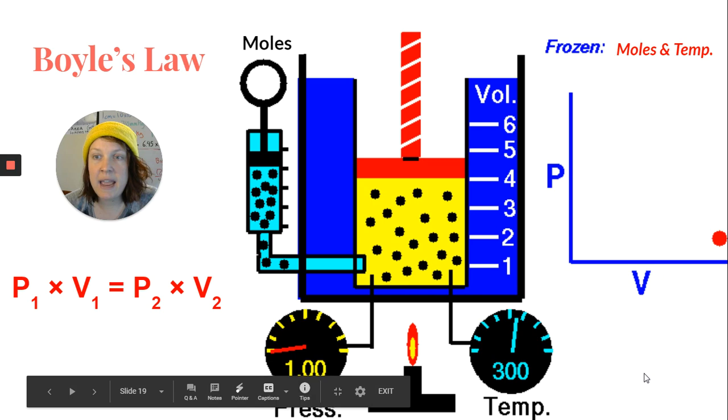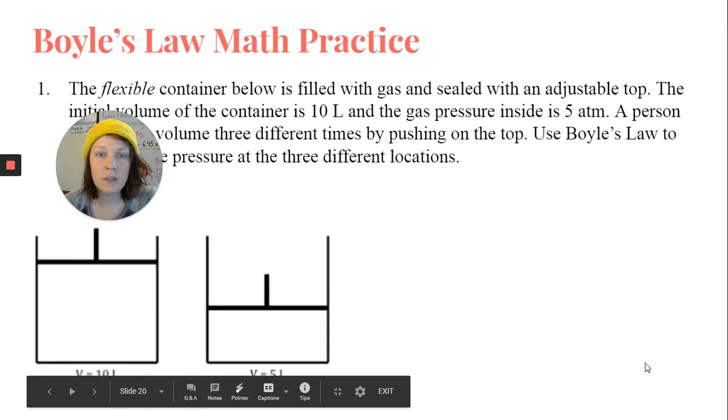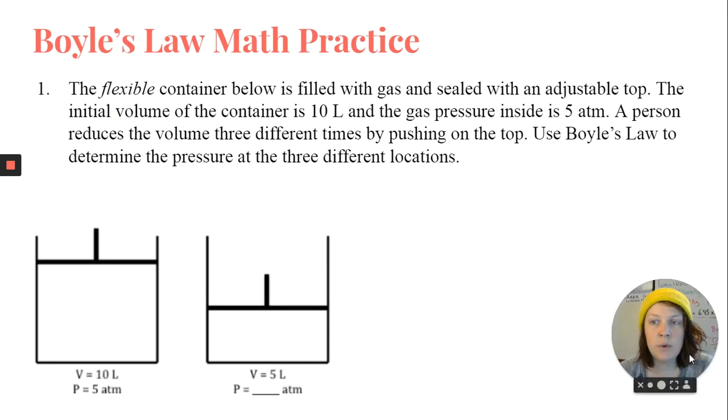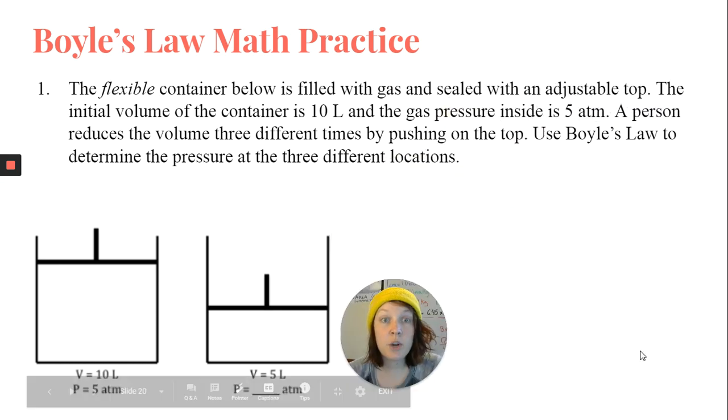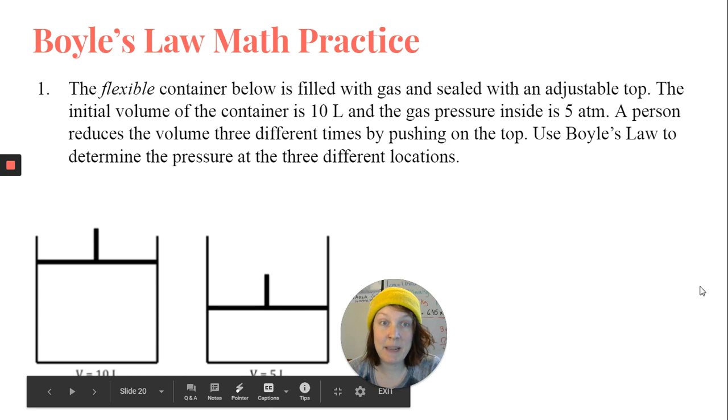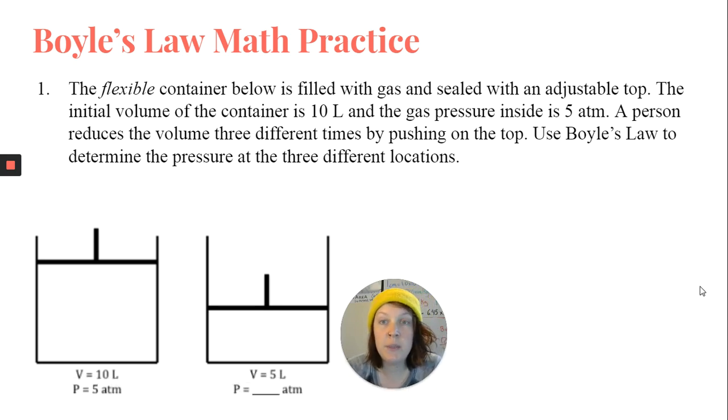Let's go ahead and try a practice problem. This is number 1 on your worksheet on page 6, the last page. It says the flexible container below is filled with gas and sealed with an adjustable top. The initial volume of the container is 10 liters, and the gas pressure inside is 5 atm.